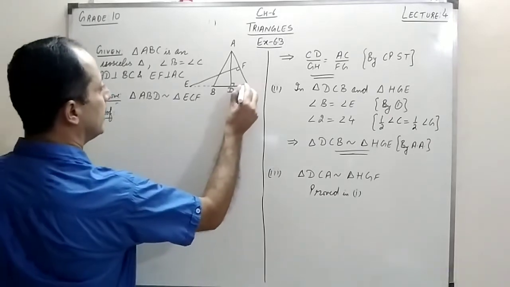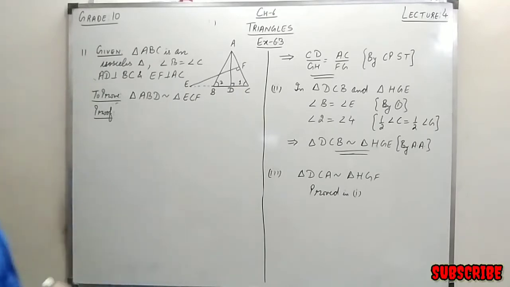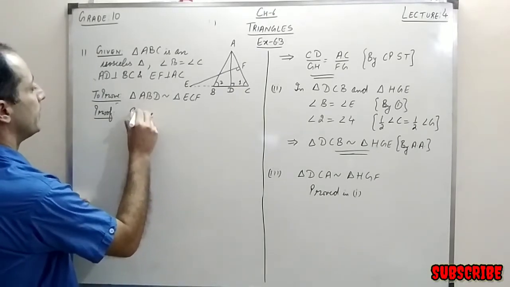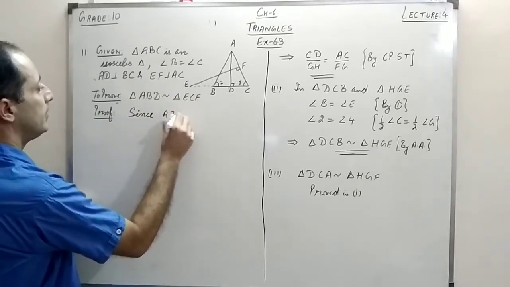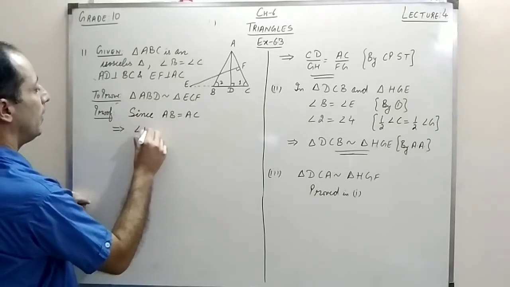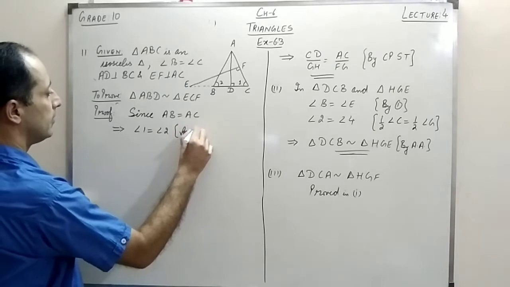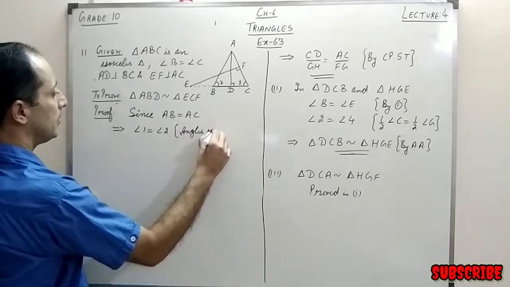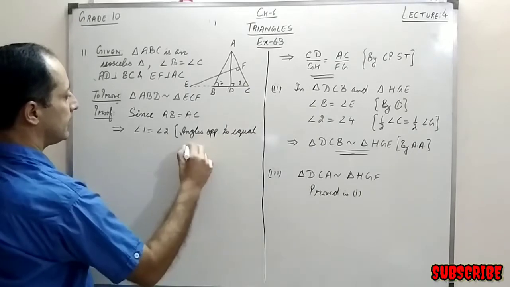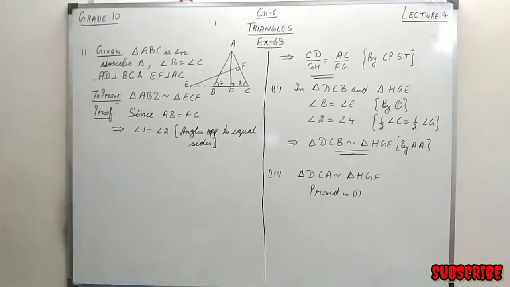Now, I named the angles. This is 1 and this is 2, right? Now, since AB is equal to AC, this means angle 1 is equal to angle 2. We write angles opposite to equal sides. Right? So 1 is equal to 2.